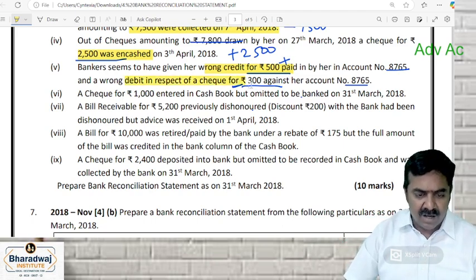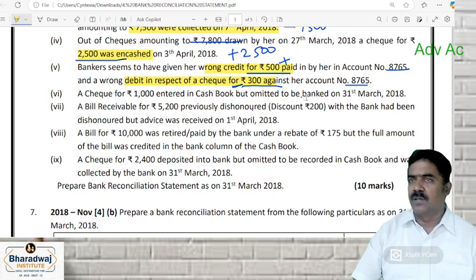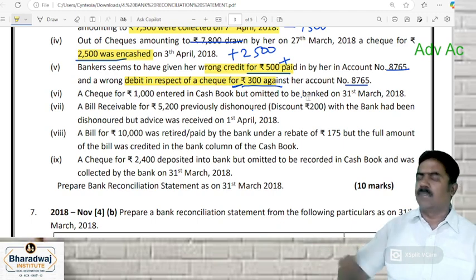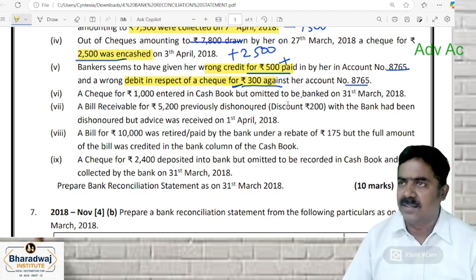Okay. Wrong debit in this account. Okay. We have reduced. Customer has not reduced. We should add it back. But OD starting point minus.